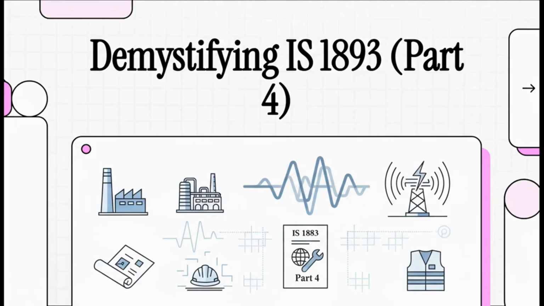All right, let's dive into something that's absolutely critical in the world of industrial engineering. IS 1893, Part 4. You know, this isn't just some dry document. It's basically a survival guide. It's the shield that protects our most vital infrastructure from the chaos of an earthquake.